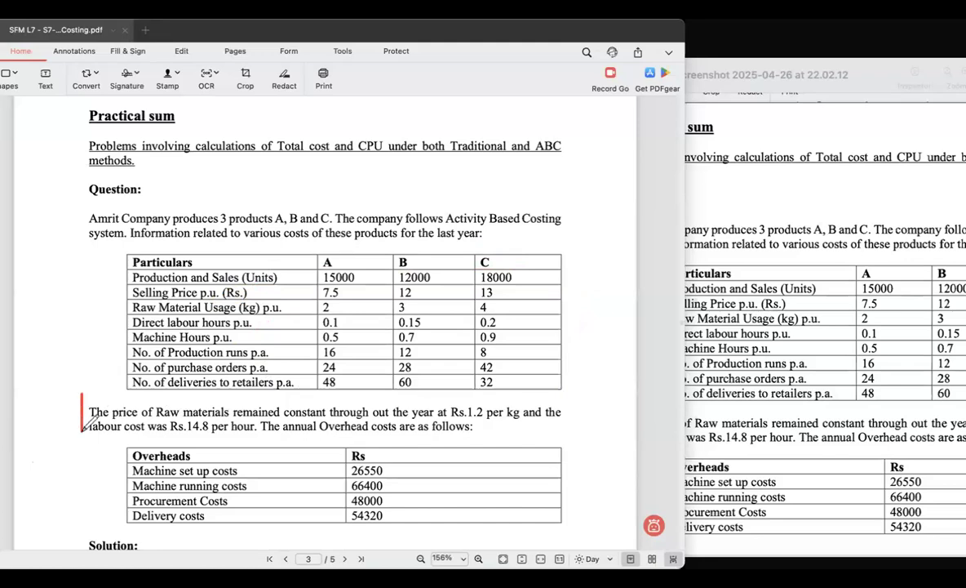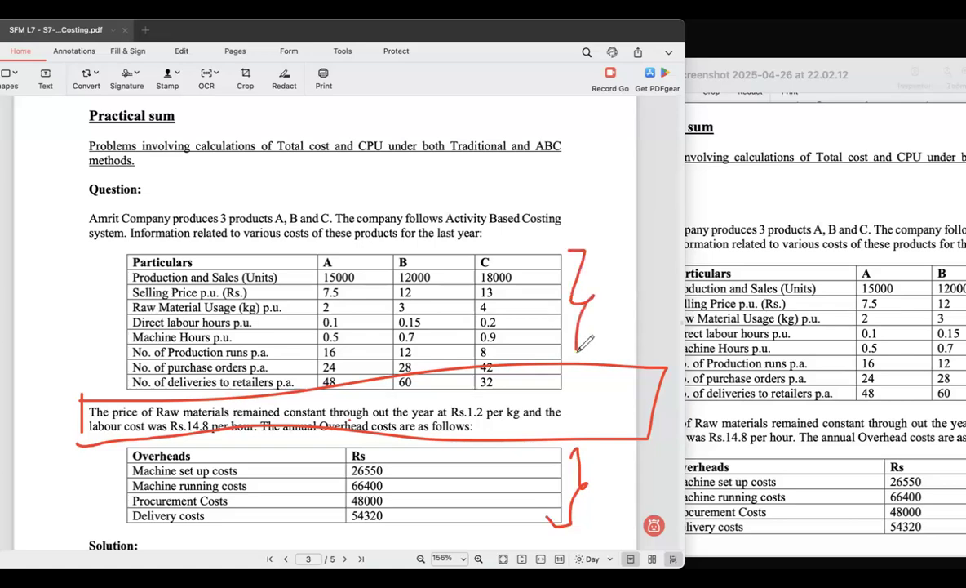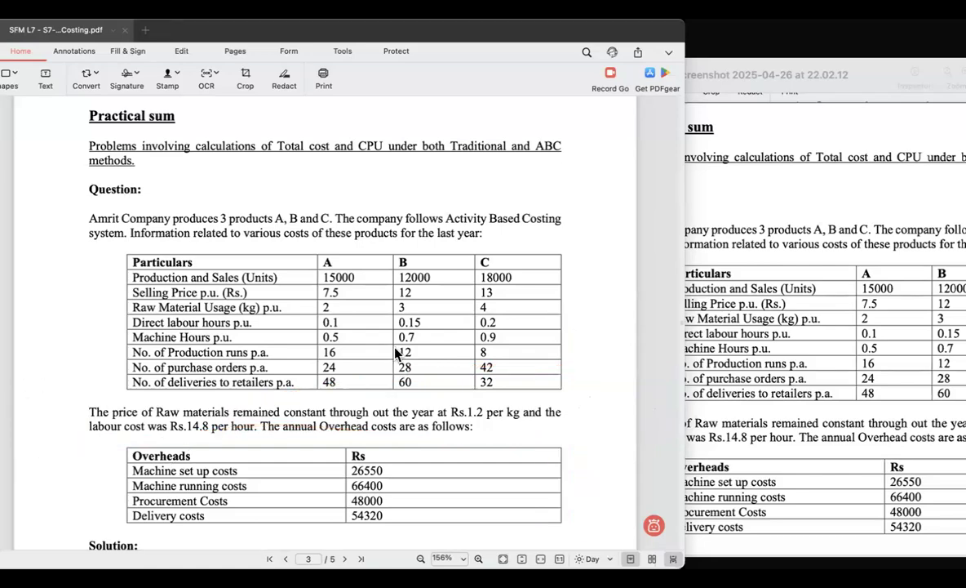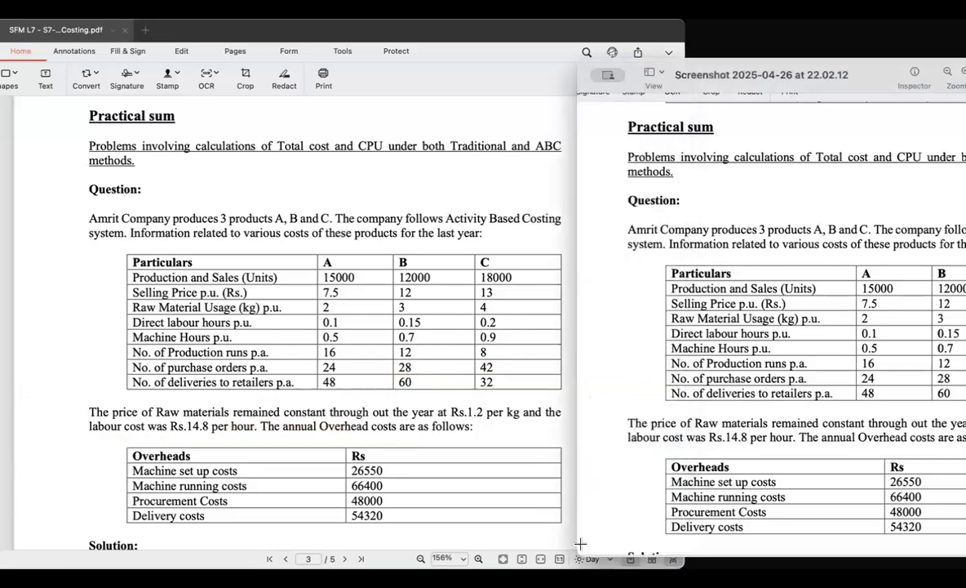And then we also have some extra information here. The price of raw materials remained constant throughout the year at rupees 1.2 per kilogram, and the labor cost was rupees 14.8 per hour. And the annual overhead costs are as follows. These are the overhead costs, and this is the information that we will be using to find the overhead costs. Clear? Is the question clear, everyone? Yeah?